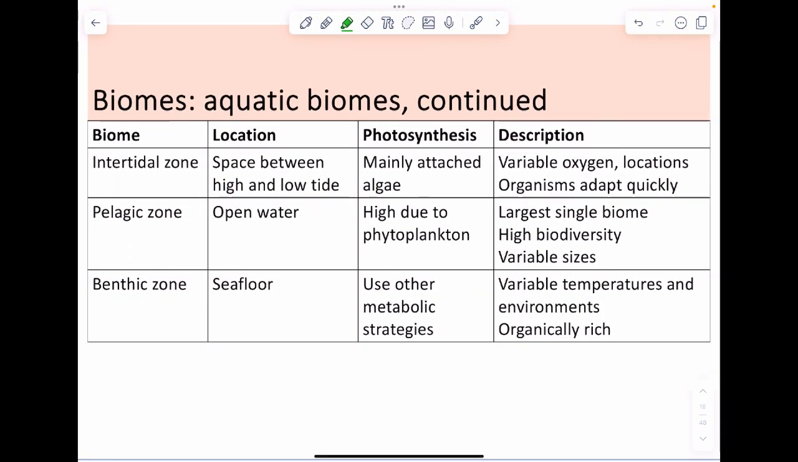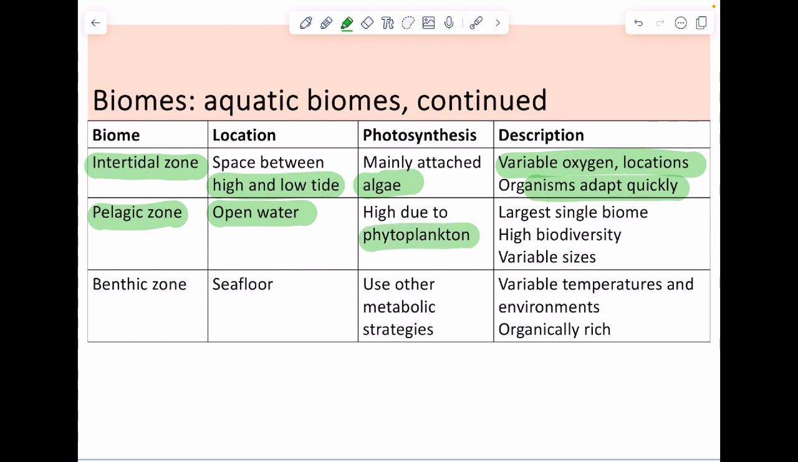If we move out into larger bodies of water, we have an area that we call the intertidal zone, which is between high tides and low tides, and they can fluctuate a whole bunch. They usually use algae for photosynthesis because they're better at clinging to those rocks. They have variable oxygen environments, and so organisms there have to be able to adapt to being out in the sun or underwater. Pelagic zones are a nice way of saying open water.